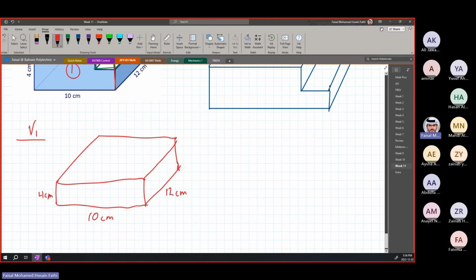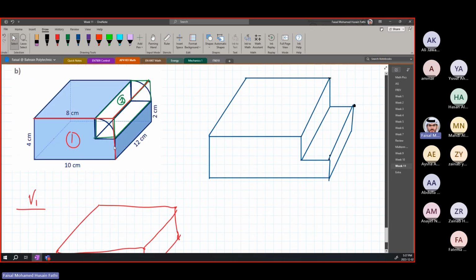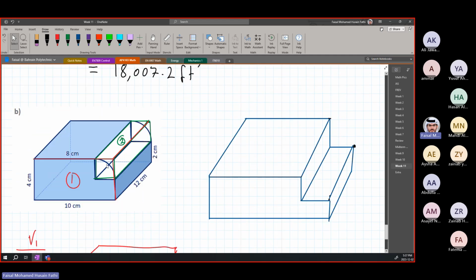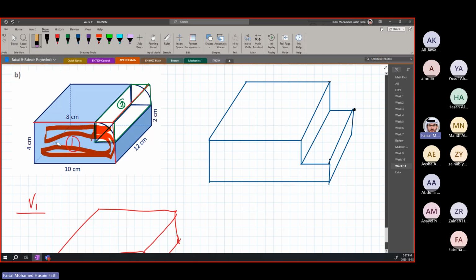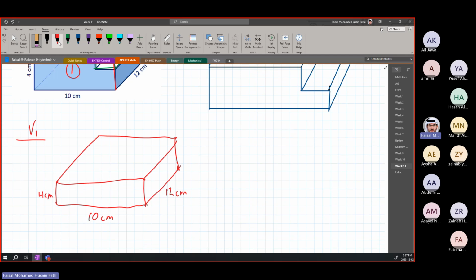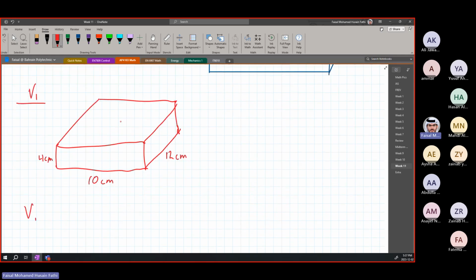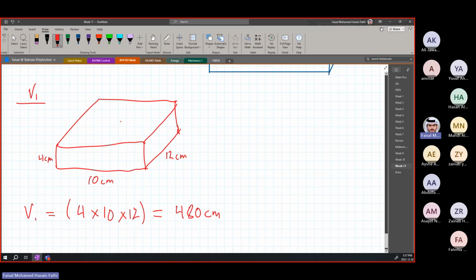Okay, so we only have 2 volumes here, V1 and V2. The full prism, the full thing. V1 is 10 centimeters, as if we are filling this part as well, this full part. That's your prism for V1, and then we just apply V1 equals length times width times height, 4 times 10 times 12. I'm not going to go through all the calculations again. You should know this by now, which is 120 by 4, which is 480 centimeters cubed. Okay. Let's go to V2.